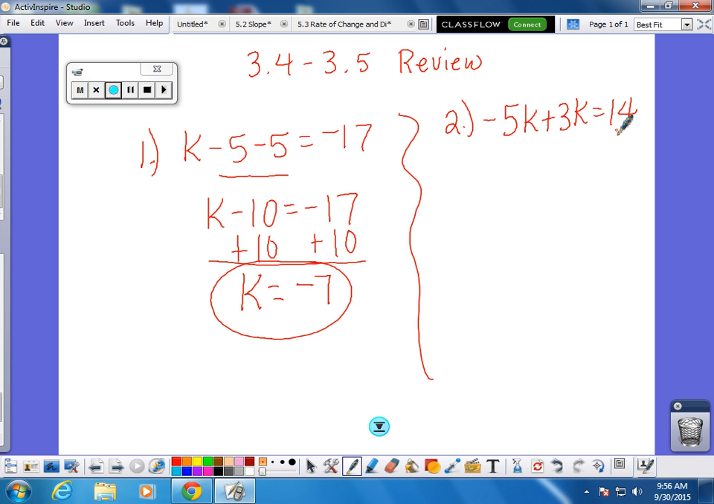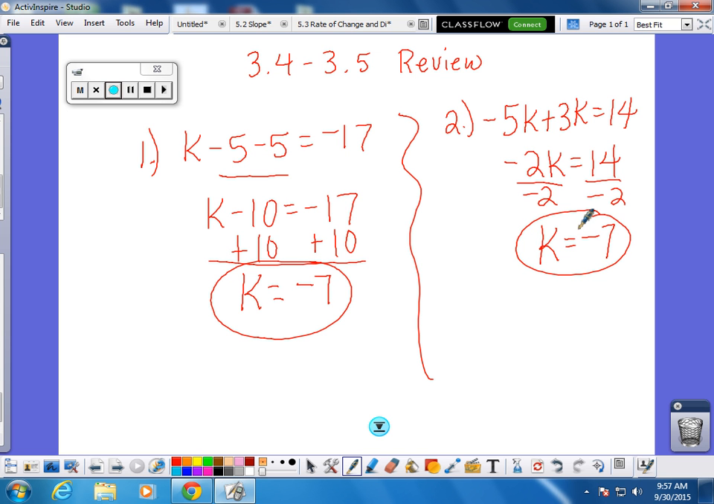All right, number 2. A lot similar to number 1, I had like terms, and over here I do too. They're together on the same side, so I combine like terms. Take the sign of the bigger number, had to subtract because they had different signs, then divide by -2. K, again, is -7. All right, questions about that?